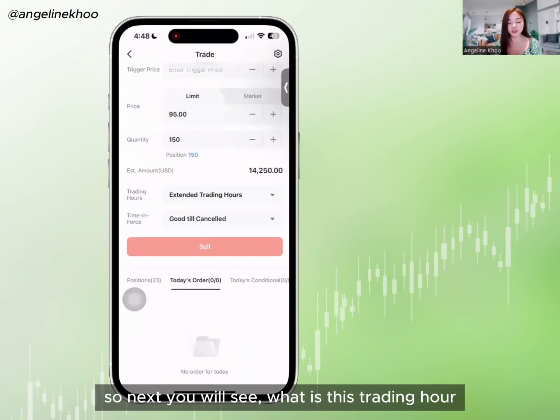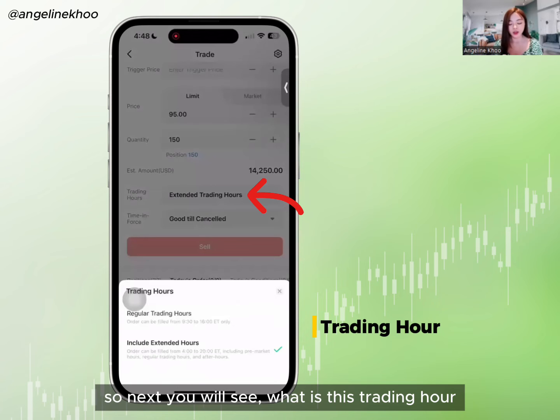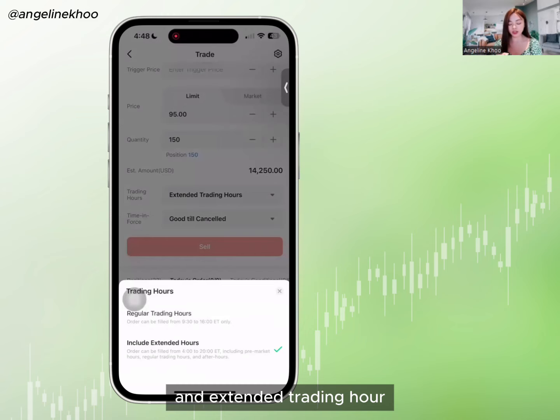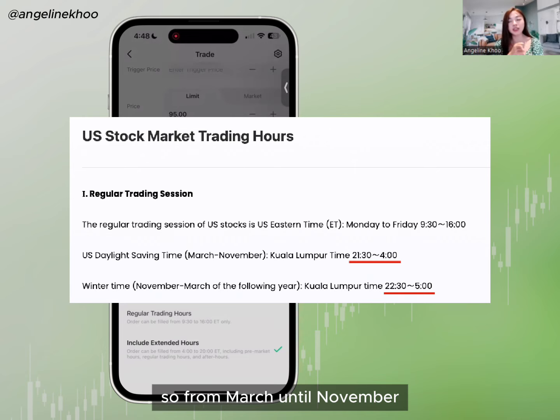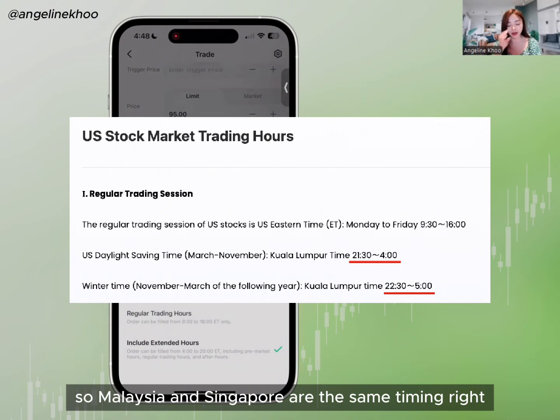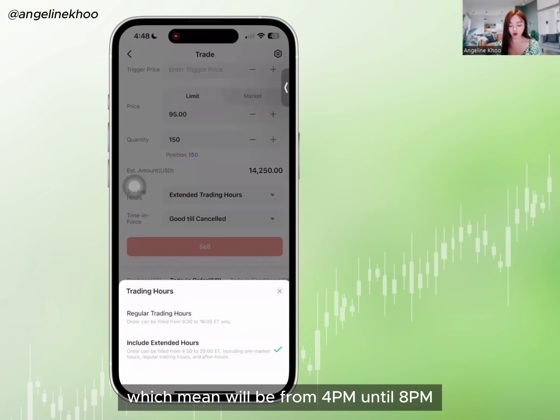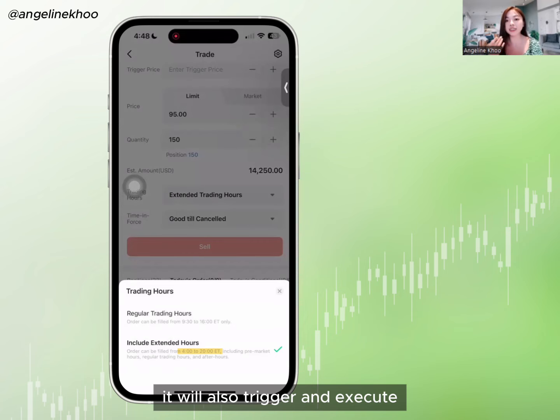Okay, so next you will see, what is this trading hour? When you click trading hours, there is a regular trading hour and an extended trading hour. From March until November, the regular trading hour will be 9:30 p.m. Malaysia time until 4 a.m. Malaysia time, or Singapore time. Malaysia and Singapore are the same timing, right? So if you include extended hours, which will be from 4 p.m. until 8 p.m., it will also trigger and execute. This is not the regular trading hour.